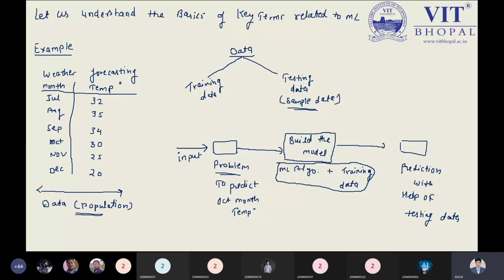This is the prediction only. The same thing I can apply if I'm putting the problem to predict the October month temperature. So I'm building the model with the training data. Even so, when predicting the temperature of the October month, there is no guarantee every time that I will get 30. It could be 38, or 32, or 33. So I am getting an approximate value, and I can predict what the temperature of the October month would be. That is the point.